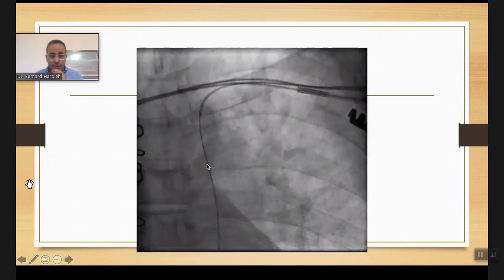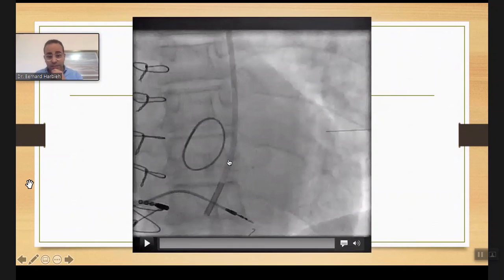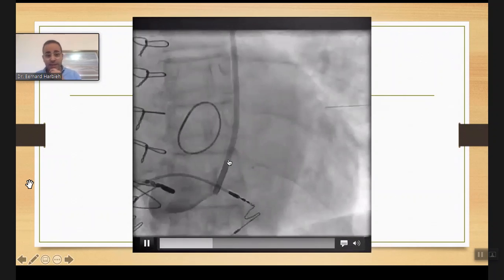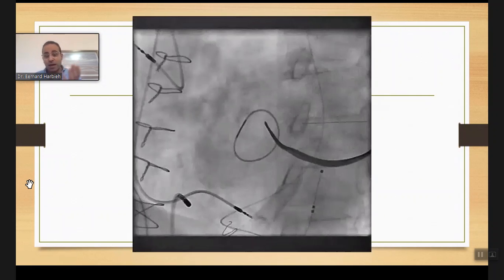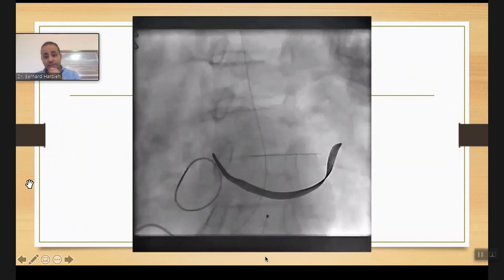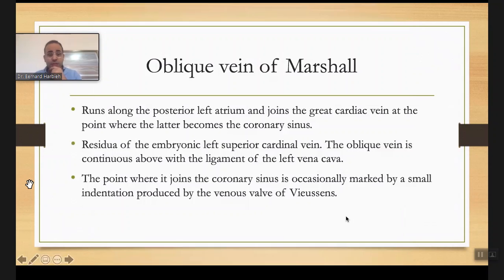So we advanced a wire, and the wire went all the way down. We advanced the catheter, then we advanced the delivery system, and here we injected, and now we can see the coronary sinus. So we simply advanced the lead from this branch here, and this is the final X-ray of the patient. So this is an oblique vein of Marshall, which runs along the posterior left atrium and joins the great cardiac vein at the point where the latter becomes the coronary sinus.